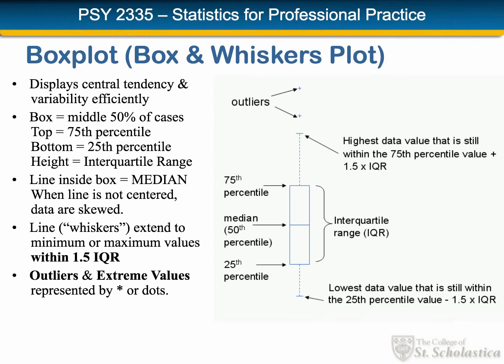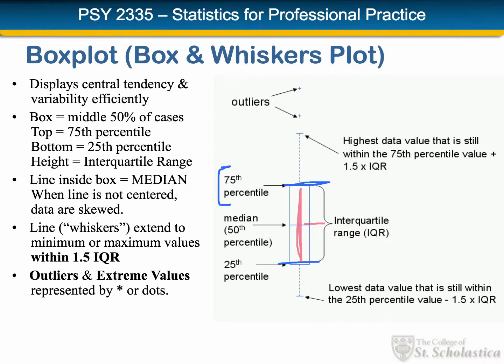So the box that we have here is drawn with the 75th percentile, in other words, the upper limit of the top 75%, at the top, and the bottom of the box is the 25th percentile. So in the middle are the middle 50% of the cases, and the median is shown as a line wherever it would fall in the box.